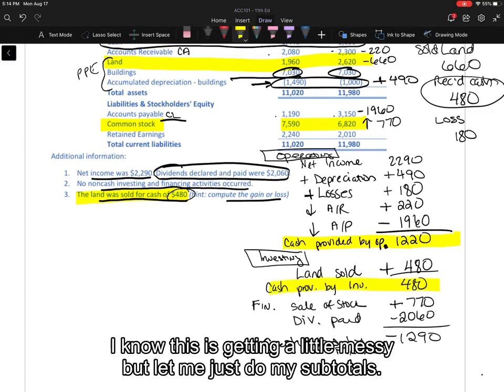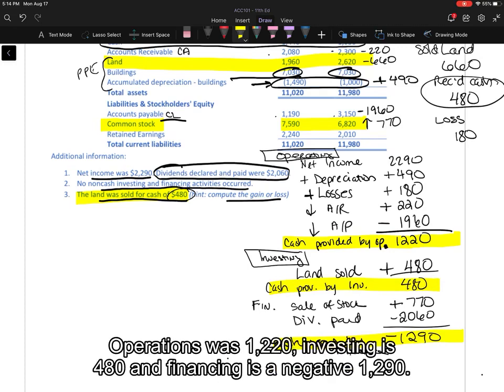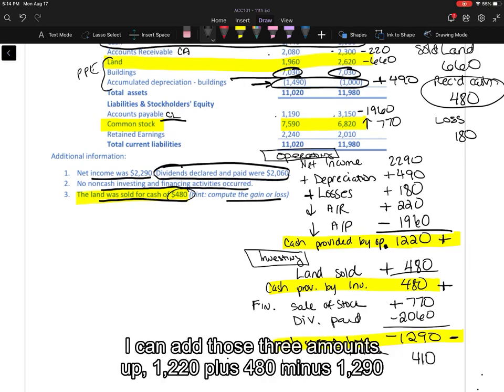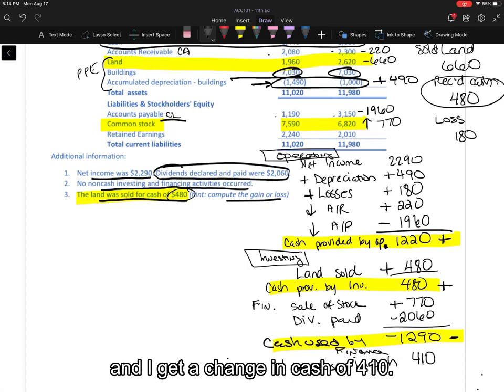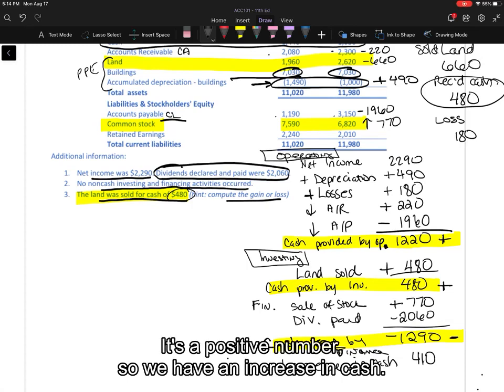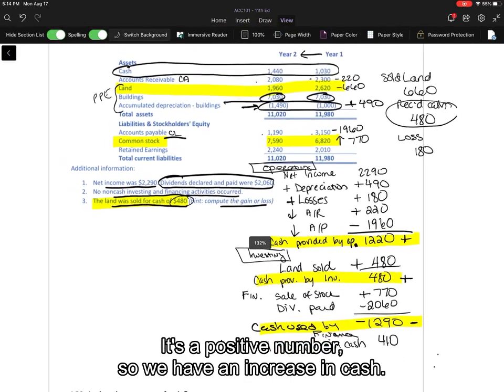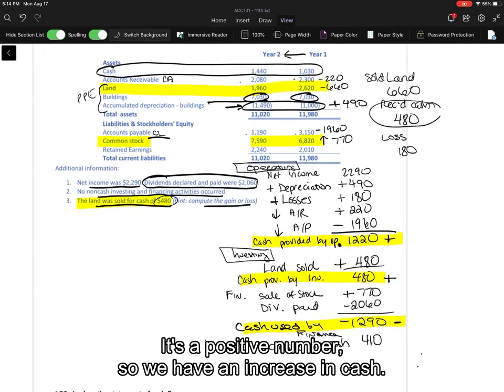All right, and I know this is getting a little messy, but let me just do my subtotals. Operations was $12.20, investing is $480, and financing is a negative $12.90. So I can add those three amounts up, $12.20 plus $480 minus $12.90, and I get a change in cash of $410. It's a positive number, so we have an increase in cash.